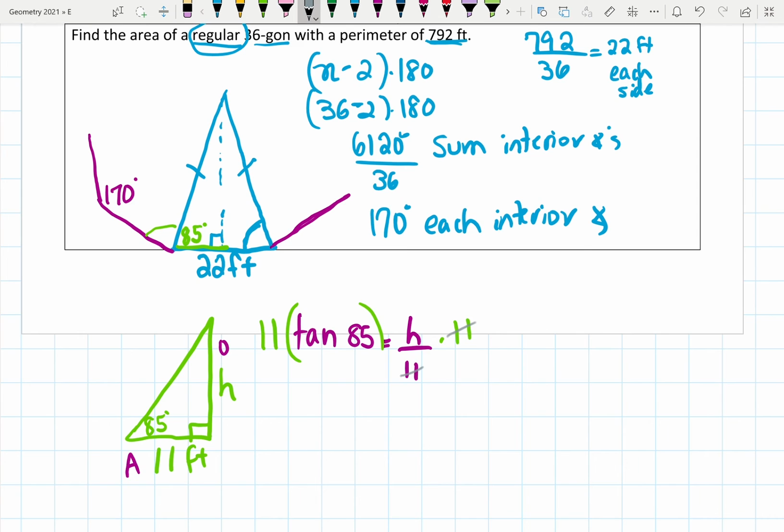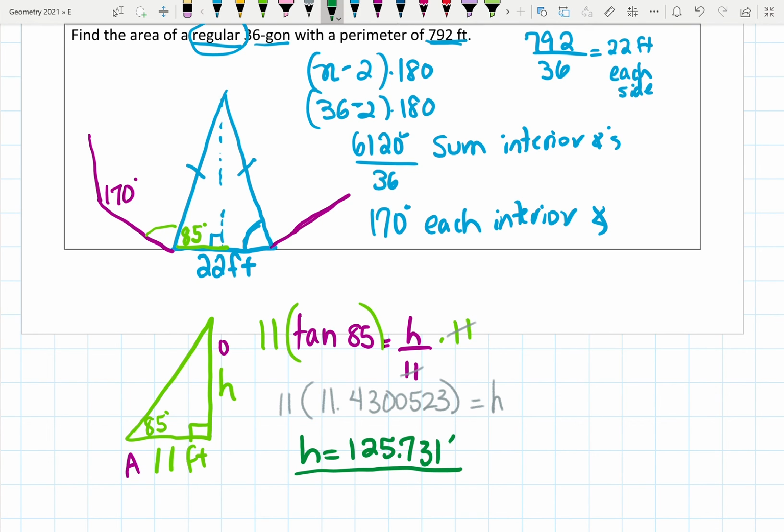And the tangent of 85 is actually 11 point something. 11.43, so 11 times 11.4300523. That is the height, and this is going to be a surprisingly big number. So when I multiply that by 11, I get a height of 125.731 feet. And when you first look at it, that might seem like that can't be right.